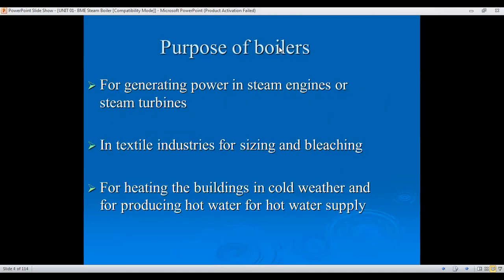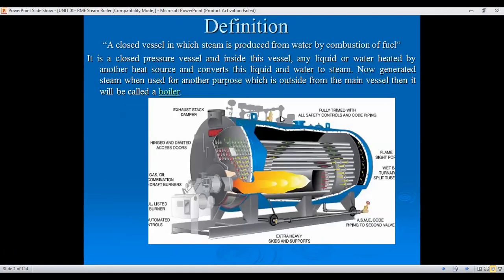So what is the shell? I will show you. So this is the shell. See, the blue color shows the shell of the boiler.